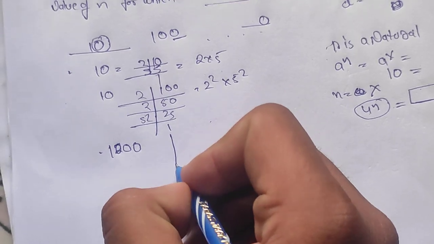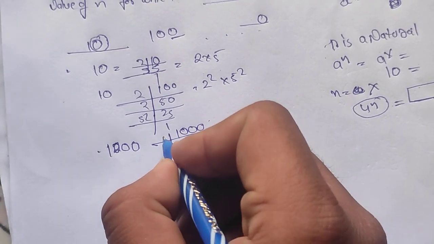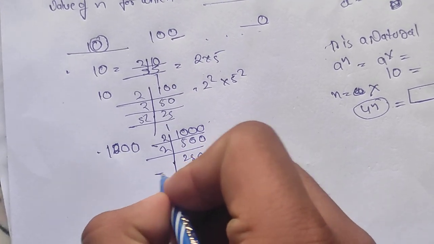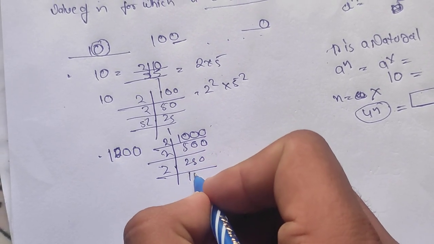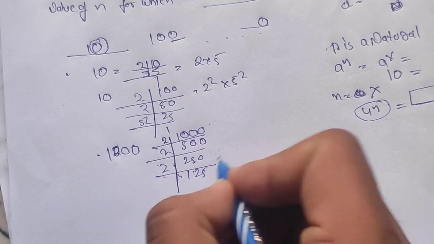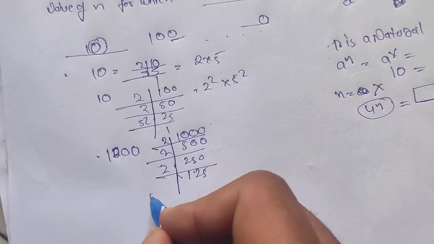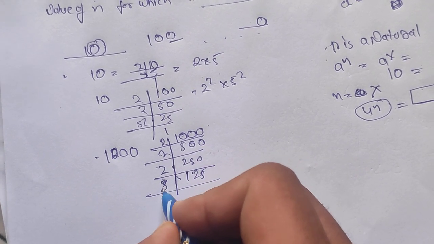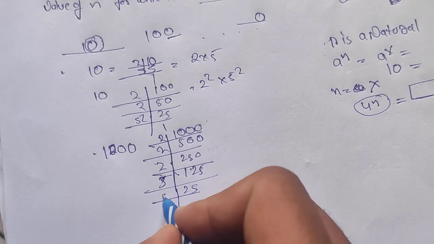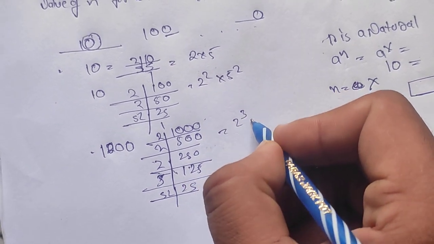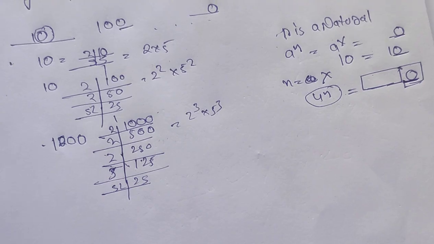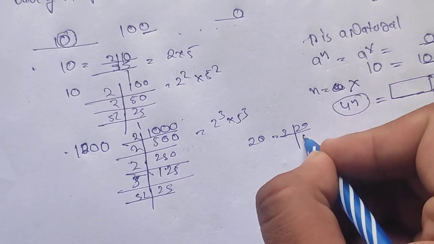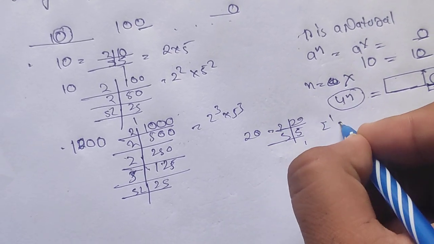1000 divided by 2 is 500, then 250, then 125, then 25, then 5. So basically 1000 is 2 cube into 5 cube. Okay, for 20, it is 2 square into 5 to the power 1.